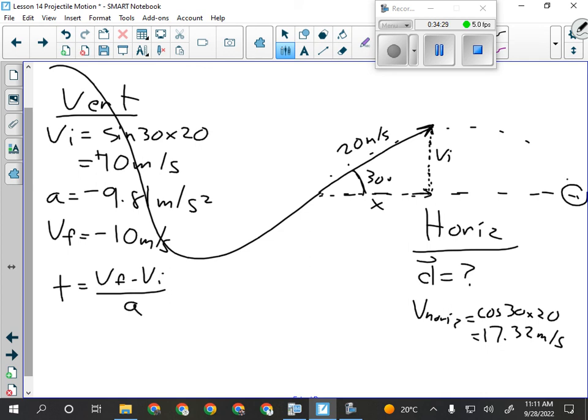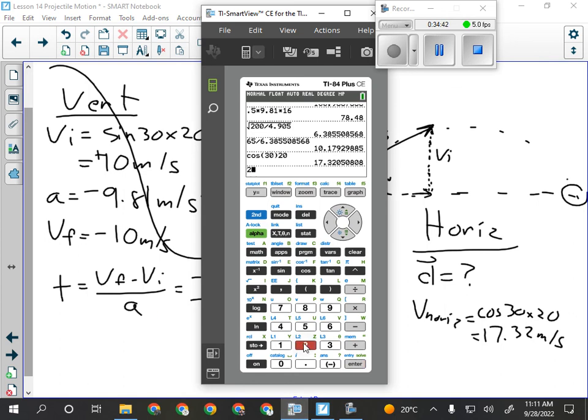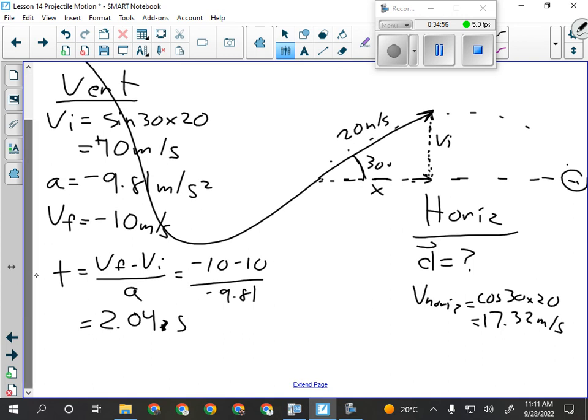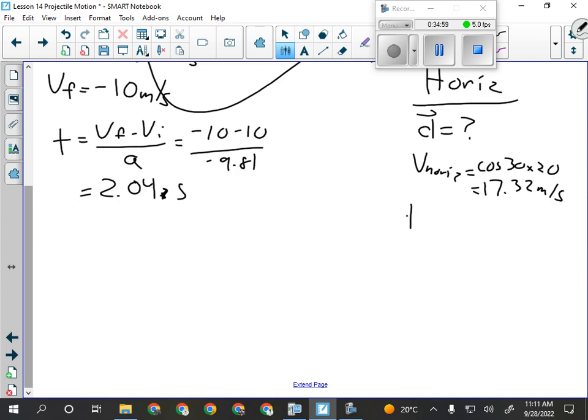Manipulation of our good old Science 10 acceleration formula, manipulated for time. So we'll have negative 10 minus 10 over negative 9.81. So this thing is in the air for 2.04 seconds. I'm going to keep all the decimals, I'm just going to write 2.04 seconds. So I'm going to bring that over here with my horizontal information.